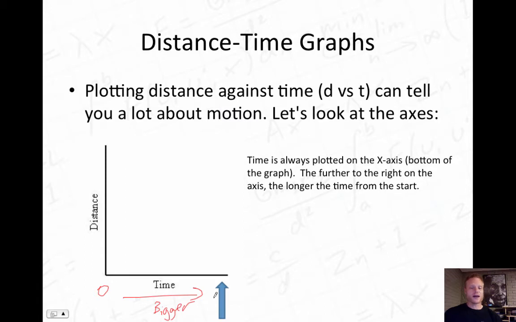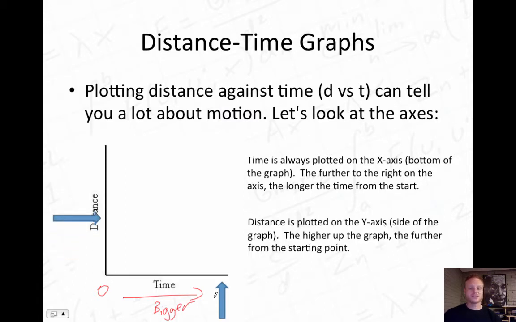On the y-axis, on the left-hand side, distance is plotted. The higher up on the graph you go, the further from the starting point, typically. Sometimes you're going to see graphs where the 0 is in the middle, so don't let that throw you off. When we get to that in the notes, I'll point it out.